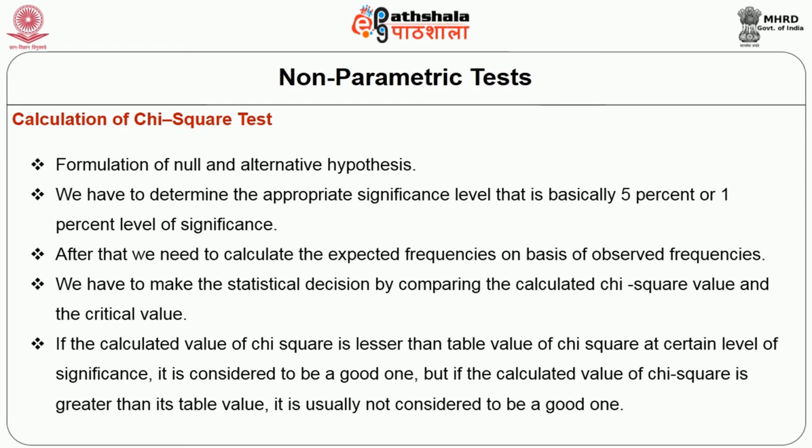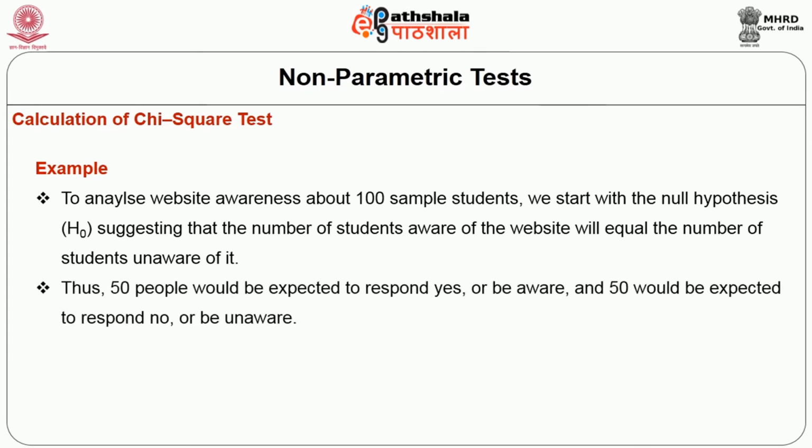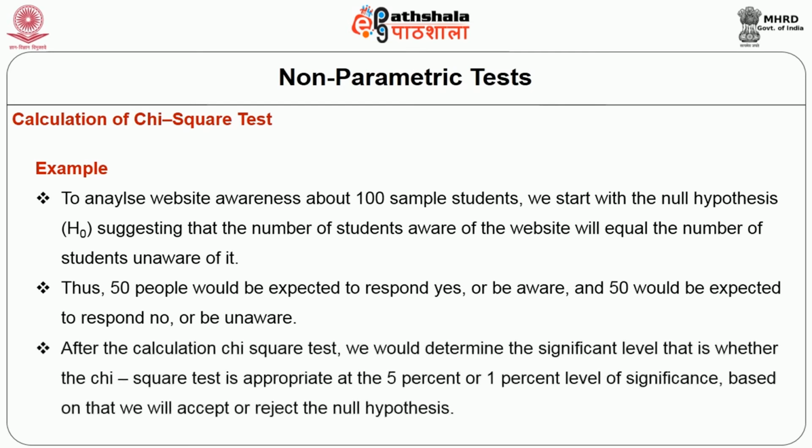a good fit. Say, for example, to analyze website awareness among 100 sample students, we start with the null hypothesis that the number of students aware of the website will be equal to the number of students unaware of it. Thus, 50 people would be expected to respond yes, or to be aware, and 50 would be expected to respond no, or to be unaware. After the calculation of the chi-square test, we would determine the significance level, that is, whether the chi-square test is appropriate at the 5% or 1% level of significance. Based on that, we will accept or reject the null hypothesis.